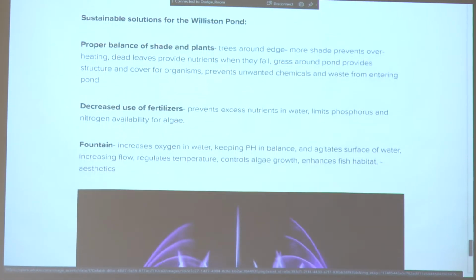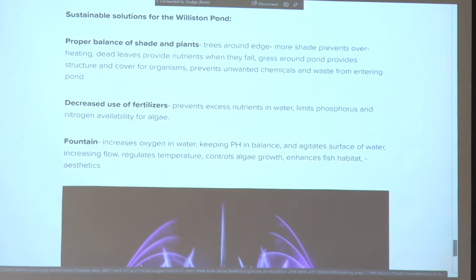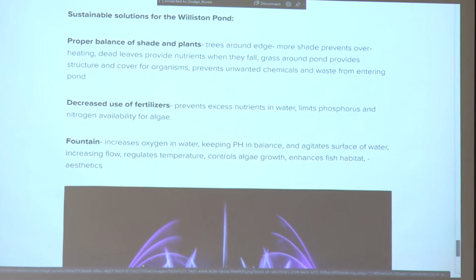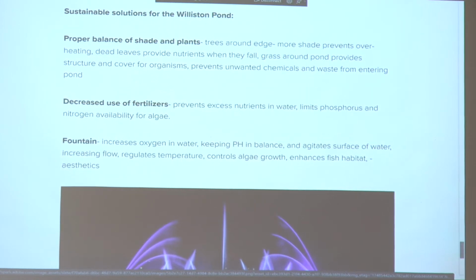The next idea would be to reduce the use of fertilizer, which prevents excess nutrients in the water from being flushed through by rainfall and limits the phosphorus and nitrogen available for algae. So I think you would see those phosphorus levels going down if we decrease the use of fertilizers.